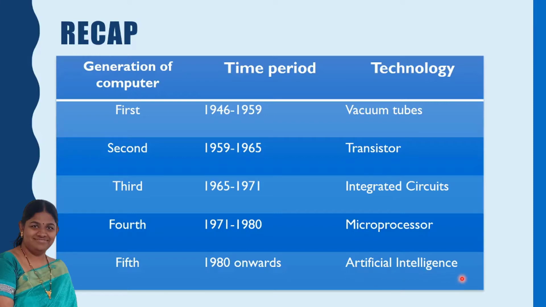artificial intelligence. So children, we are supposed to learn which technology was used in which generation of computers. This is very important. This part you should learn thoroughly.